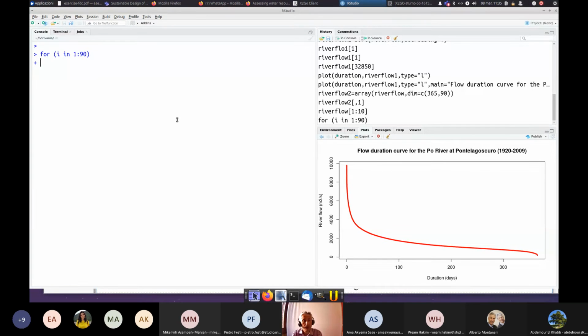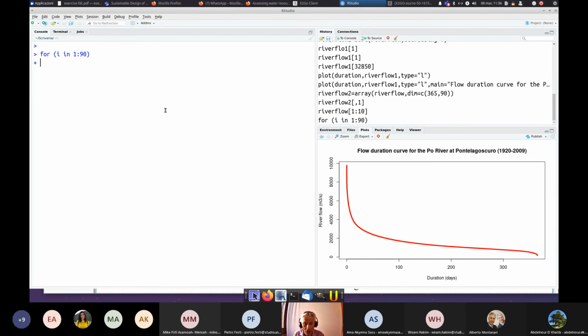Good. Now, this is the way in R you write a cycle by using for. And now R says plus, which means tell me the instruction that I have to repeat 90 times.